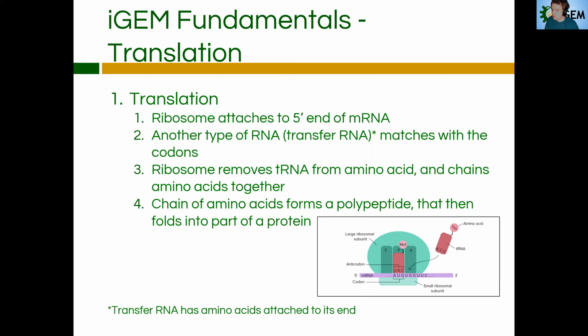So next is translation, and this translation step occurs within the ribosomes, or I guess within the endoplasmic reticulum where the ribosomes are located. So it starts when the ribosome attaches to the 5' end of the mRNA that went to it. So as you can see, it attaches here. And then another type of RNA, which is called tRNA, matches with the codon. So this ribosome helps this tRNA find the correct codon, and it attaches to it. So as you can see here, the AUG on the mRNA corresponds to UAC, because that's the complementary base pair, or the anticodon.